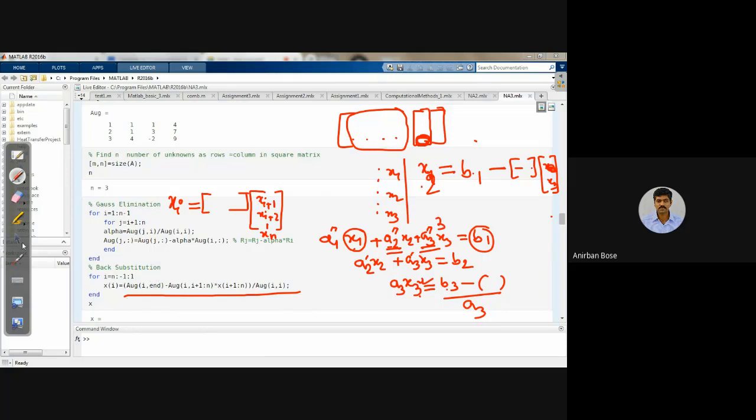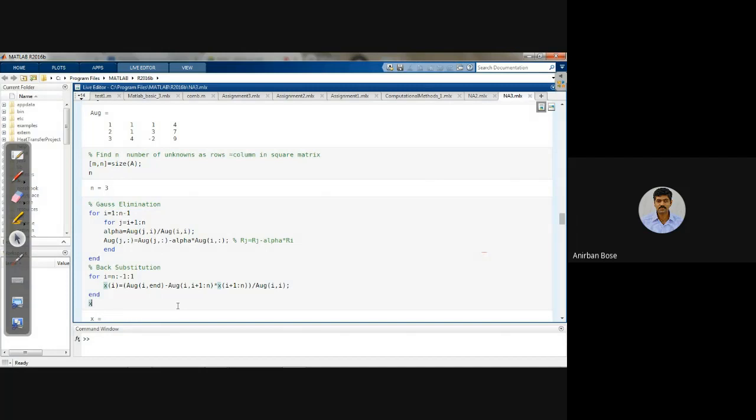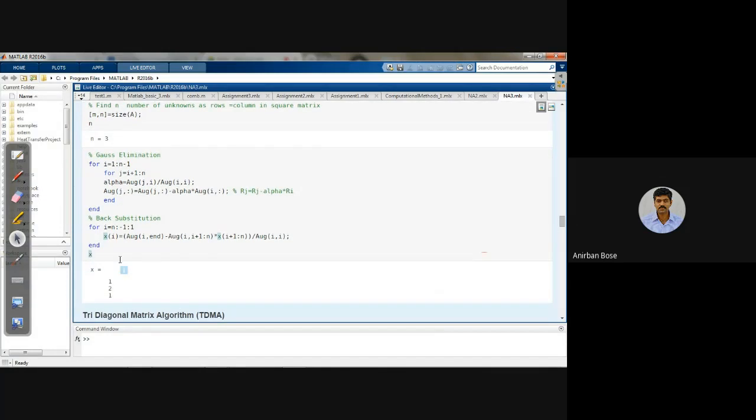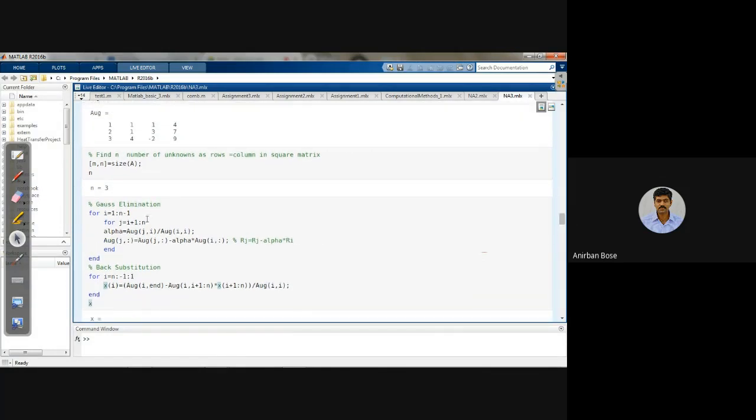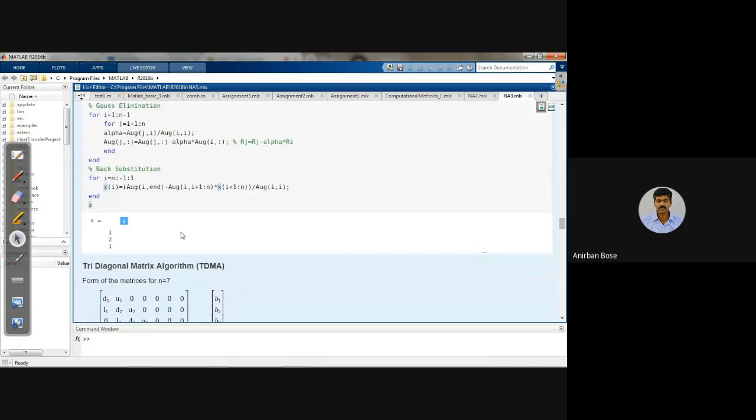And if you do this calculation, you will get exactly the same result. Though we have solved only for 3 variables, that means 3 equations, in a generalized form the same thing you can apply for n number of equations. There will be no issue. Okay, let me stop here.